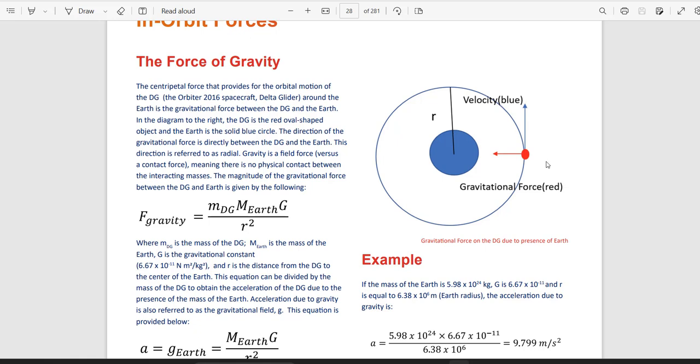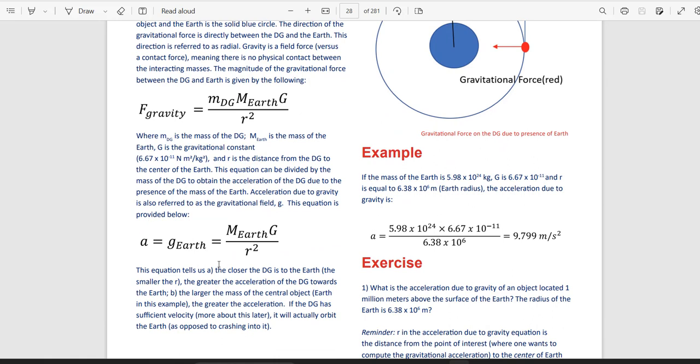So gravity is a field force versus a contact force, meaning there's no physical contact between the interacting masses. The magnitude of the gravitational force between the Delta glider and the Earth is given by this equation here. So this would be the mass of the Delta glider. This is the mass of the Earth. G is a constant divided by the distance between them squared. And the distance r here is from the Delta glider to the center of Earth, not the surface of the Earth.